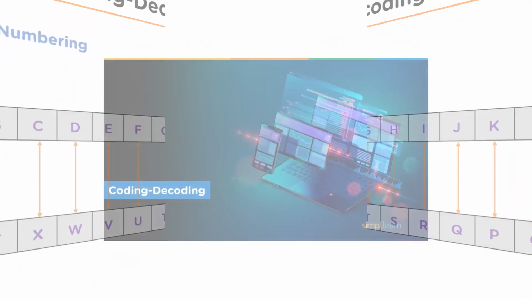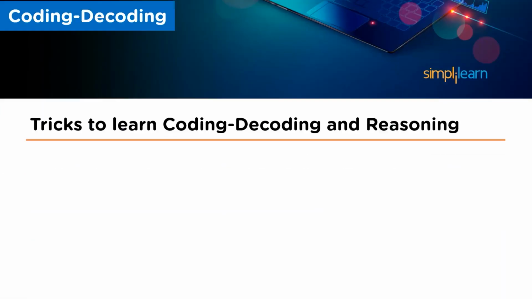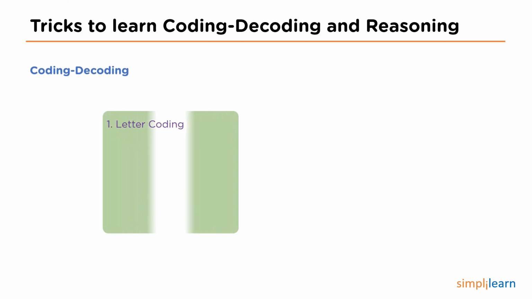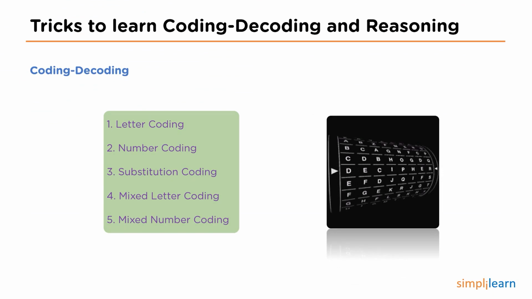Now let's dive deep into some types with examples. In this session, we concentrate on these 5 coding, decoding techniques. From these 5 topics, questions are frequently asked in interviews and other competitive exams. We have letter coding, number coding, substitution coding, mixed letter coding, and mixed number coding.